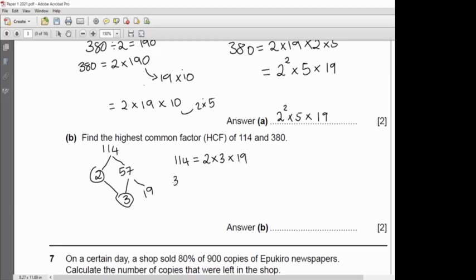And then 380, if I write the expanded form of this, is 2 times 2 times 5 times 19. So you can see they have 19 in common, and you have one 2 in common. That is a factor. So the highest common factor of 114 and 380 would be 2 times 19, which is equal to 38.